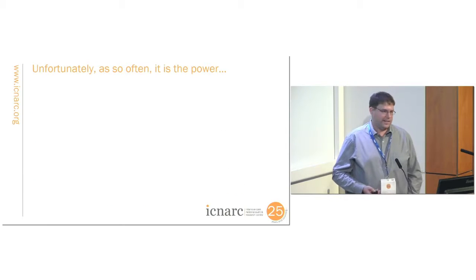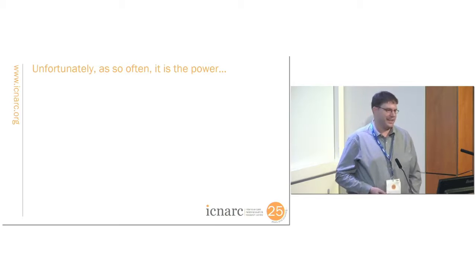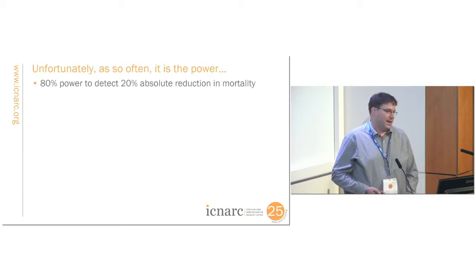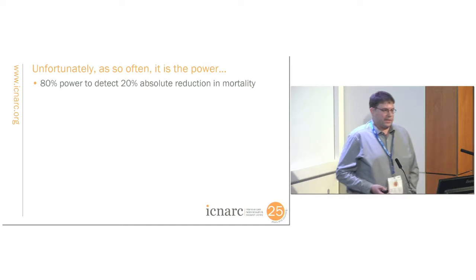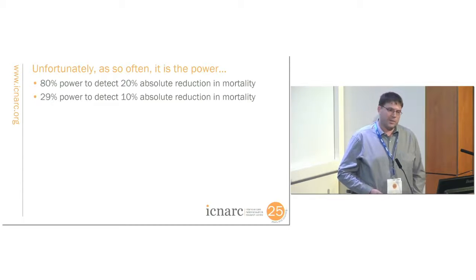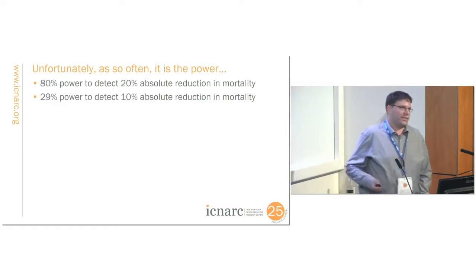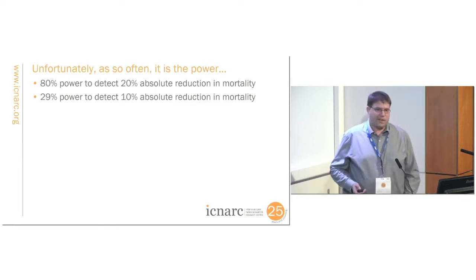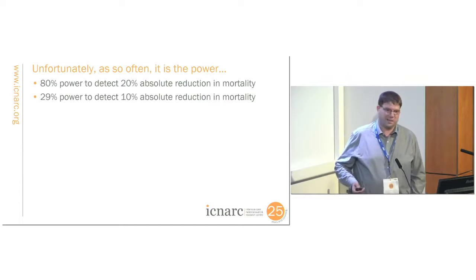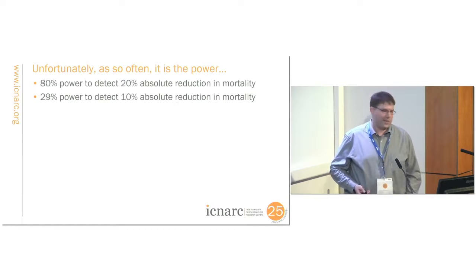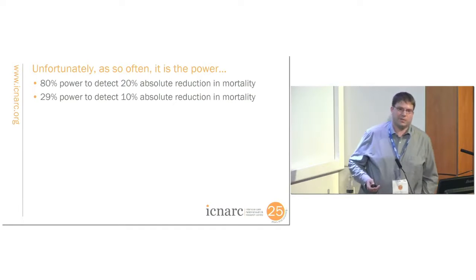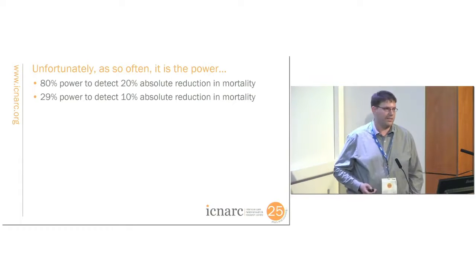So unfortunately, the answer, as so often, and as we've already seen in some of the early ones, is power. The trial was designed with 80% power to detect a 20% absolute reduction in mortality. To frame that differently, it was designed with 29% power to detect a 10% absolute reduction in mortality. So if we think that that 10% absolute reduction that we saw in their results is a potentially important effect, and I think most of us would think that in any group of patients, a 10% absolute reduction in mortality is an important effect. This trial was never powered to be able to detect an effect of that size.